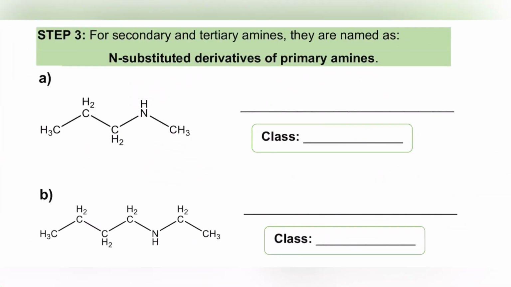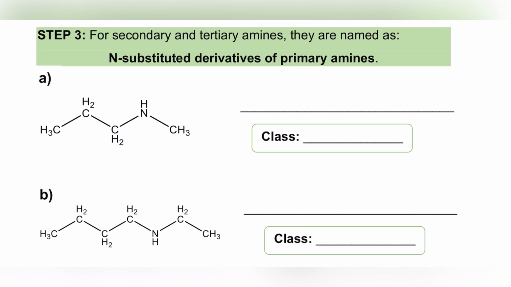Next, we go for secondary and tertiary amine. This is a bit special. When you want to give the name for them, you have to use N substituted derivatives of primary amine. So what does it mean by that? First thing first, determine the longest carbon chain that has the NH group. And then after that, if there are substituents on N, you have to give their numbering as N.